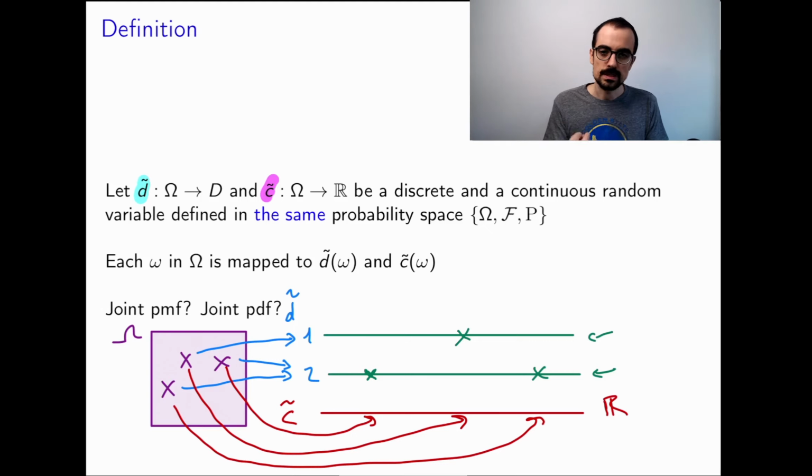However, related to the joint PMF and the joint PDF, we talked about marginal and conditional distributions. So we could think, do these make sense in our case? And actually they make a lot of sense, right? Because to start with, of course, there's a marginal PMF. That's just the probability that we end up here. It's the set of points here that map to 1 or to 2. So definitely there's a marginal PMF of D.